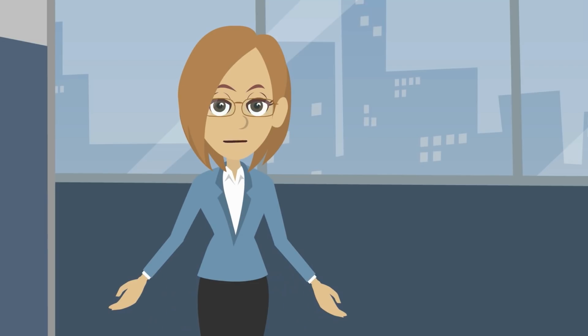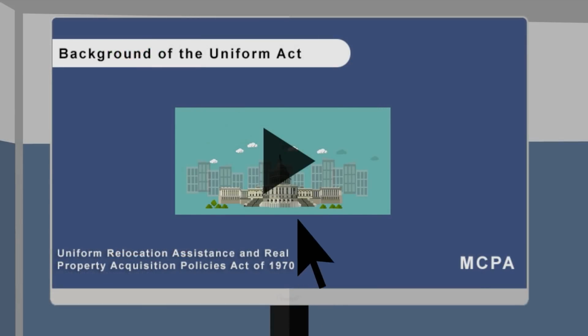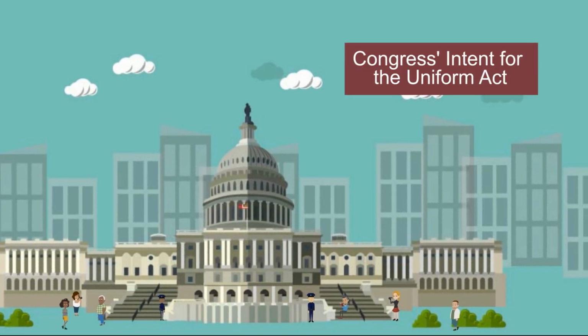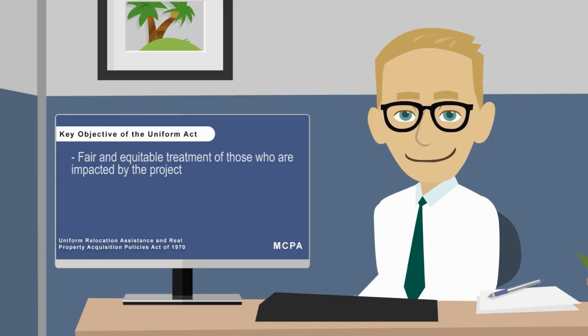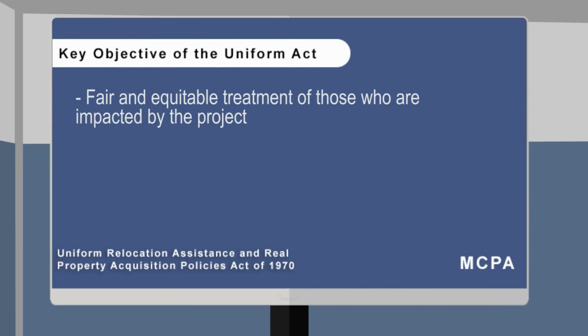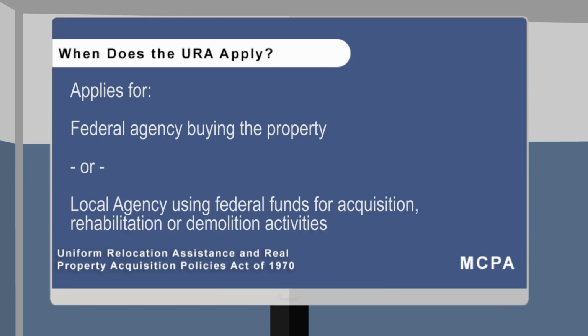So, how did a law like that come into being? A good question. It seems that Congress wanted to establish uniformity among federal agencies and their funding recipients when acquiring real property and relocating persons for federally funded projects. Thus the name Uniform Act. A key objective of the URA is fair and equitable treatment of those who are impacted by the project. The URA rules generally apply whether it's a federal agency buying the property or a local agency like ours using federal funds for acquisition, rehabilitation, or demolition activities.